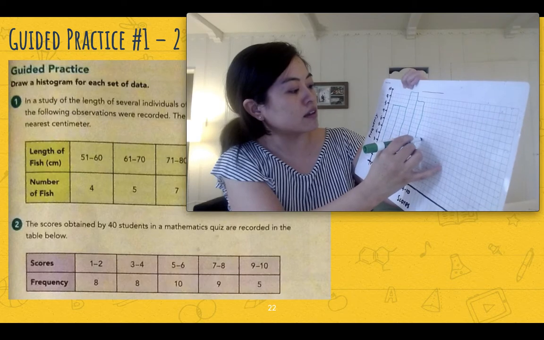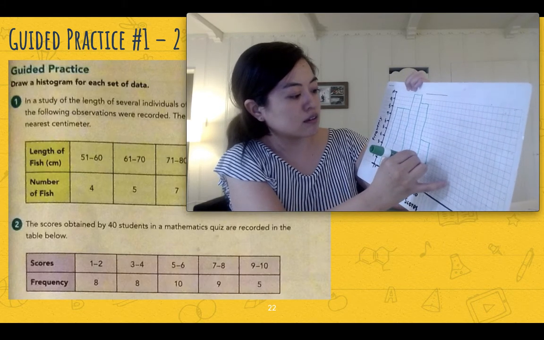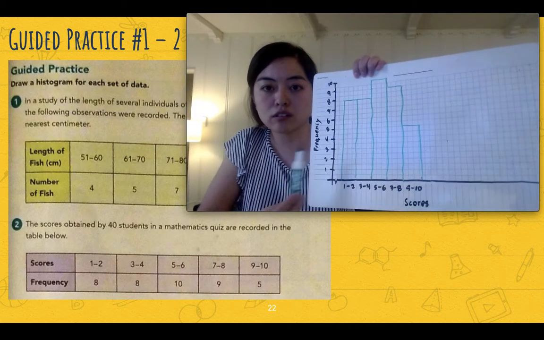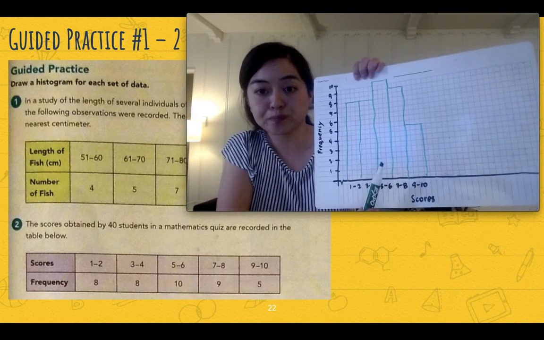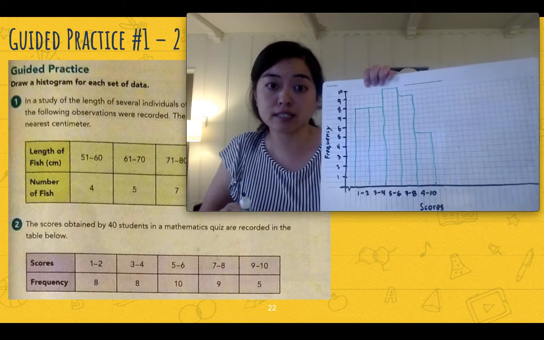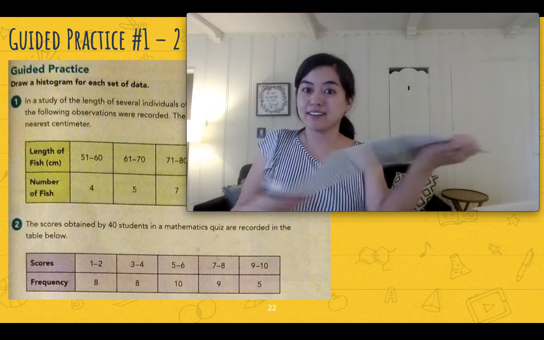I'm guessing 10 is the highest point on the quiz that you can take. Okay, so this is the histogram. How does your histogram compare to here? I hope it looks the same. All right.